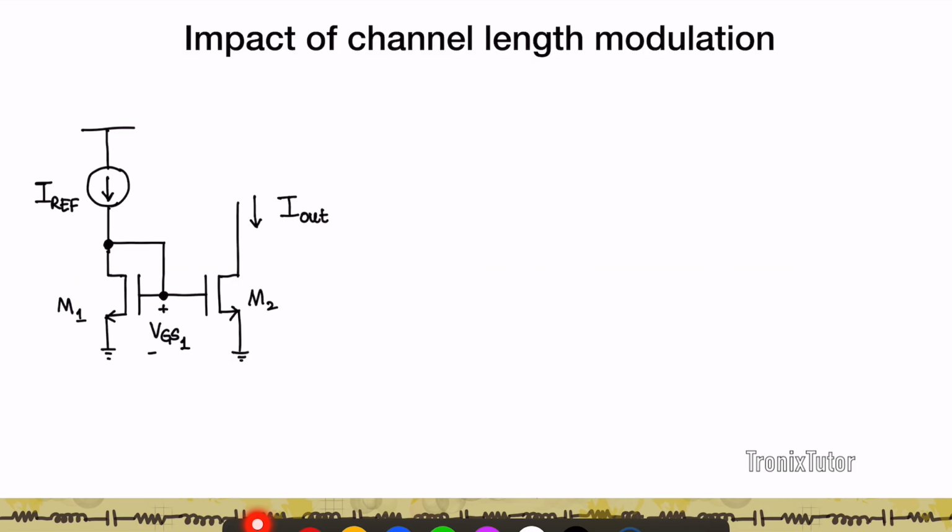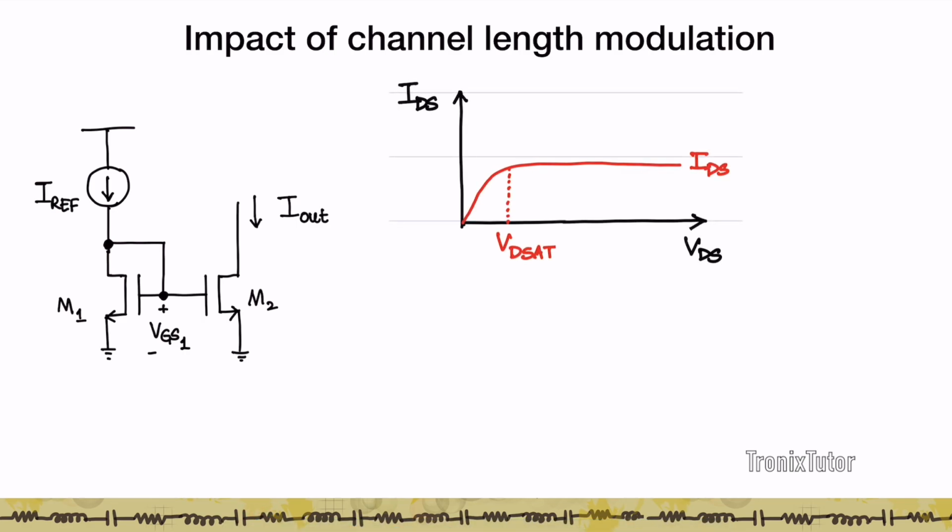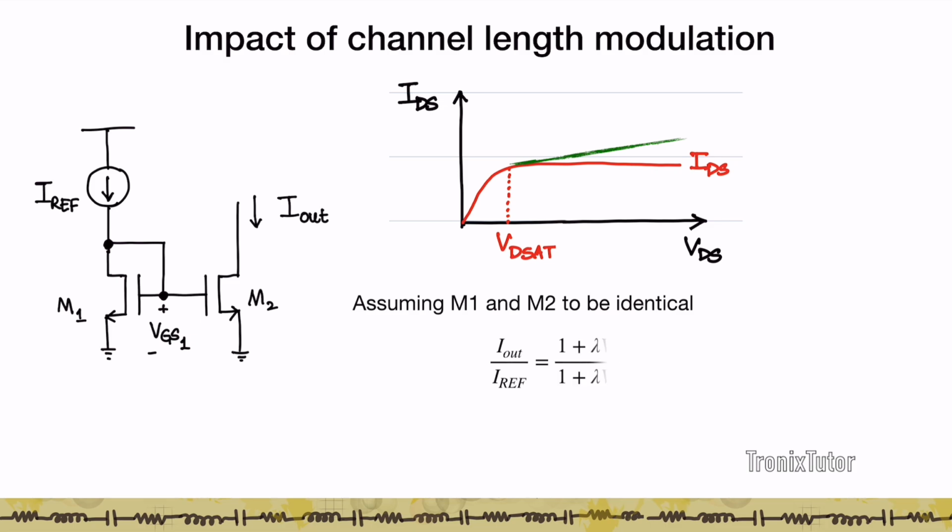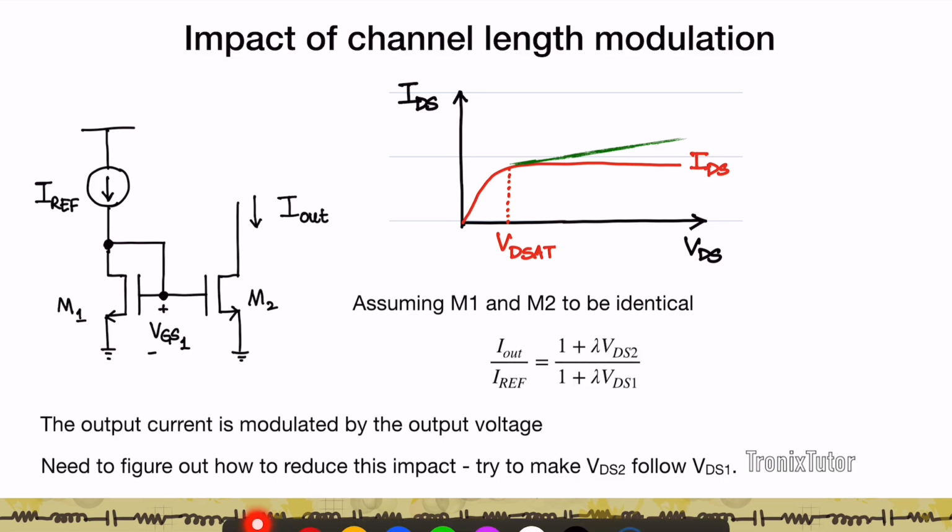Now obviously we looked at a very ideal case where there's no channel length modulation. Ideally your transistor in saturation looks like this, IDS versus VDS, where IDS is roughly independent of VDS. In reality, however, your IDS is not going to be flat, but in fact has a slope. That slope is characterized by this term lambda. And therefore, in reality, Iout by Iref is going to be (1 plus lambda VDS2) by (1 plus lambda VDS1).